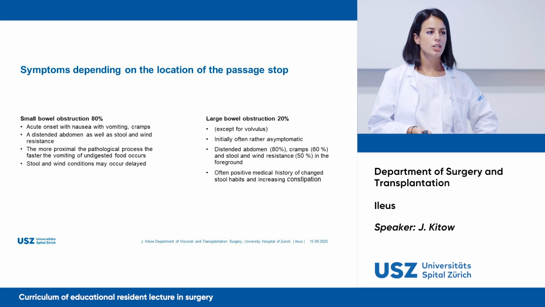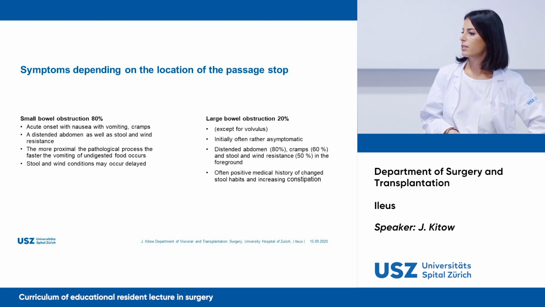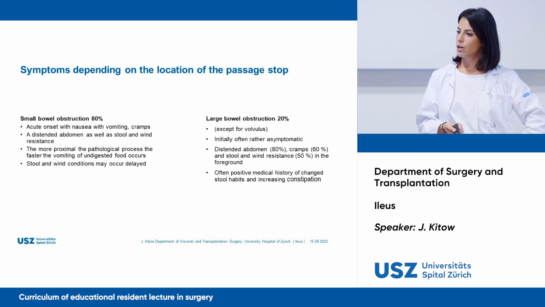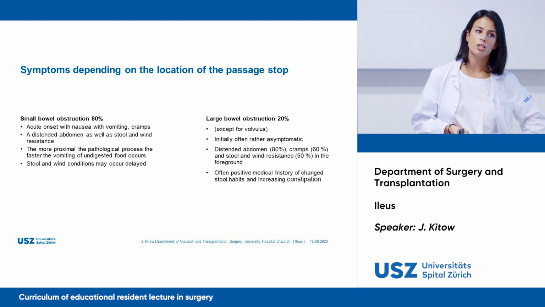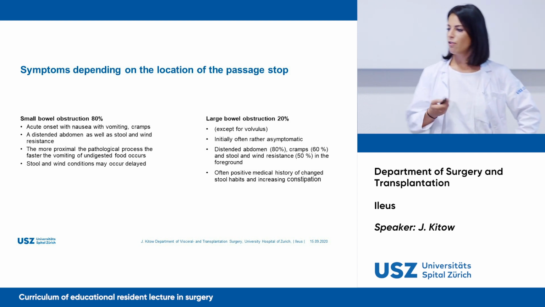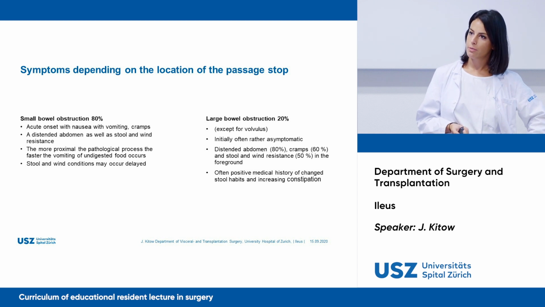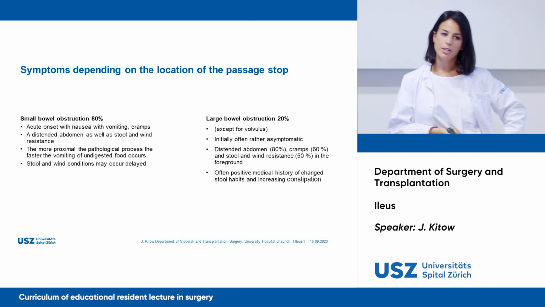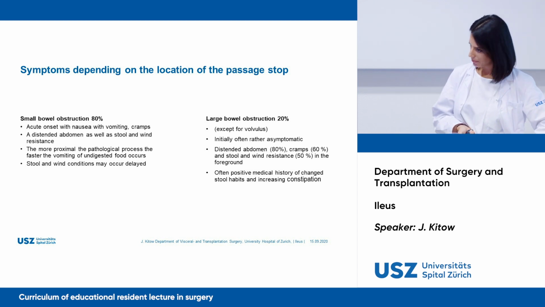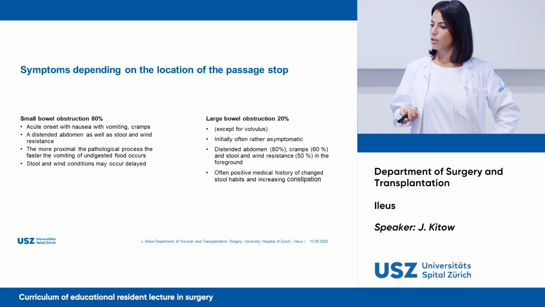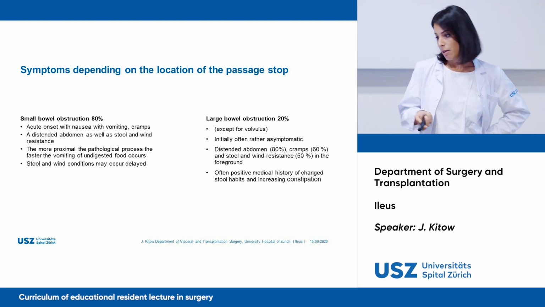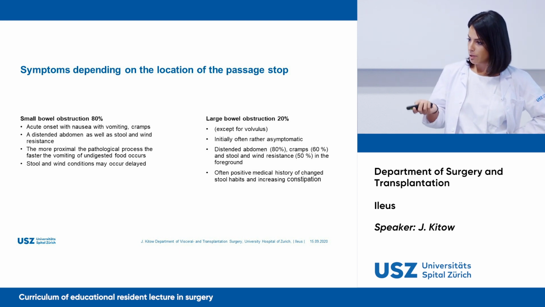As the pathophysiology depends on the location, so do the symptoms. When we talk about small bowel obstruction, we see a patient with an acute onset with vomiting and cramps, and the more proximal the process is, the more vomiting of undigested food will occur. But stool and wind retention may occur delayed, and in the beginning stool and wind may still pass.